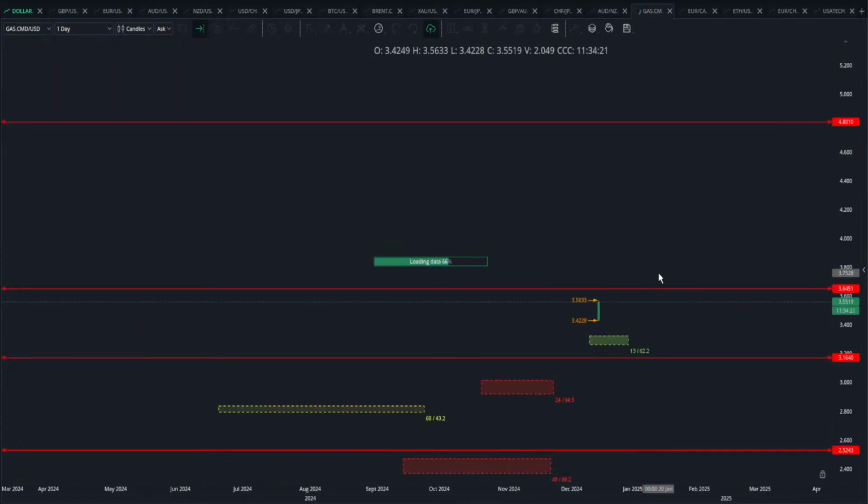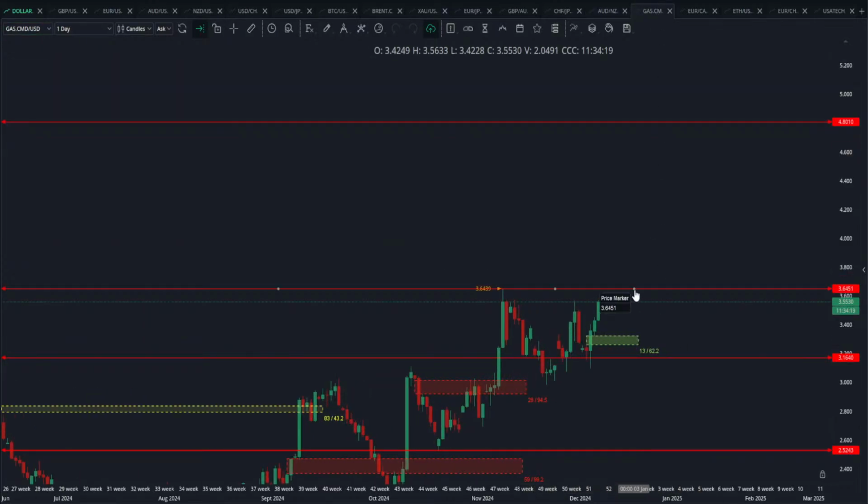Okay. What about gas? Gas is moving to its target slowly. 3.645 is the first target. Thereafter, it is 4.8010. Euro USD. Can you show me what to see in Euro USD?